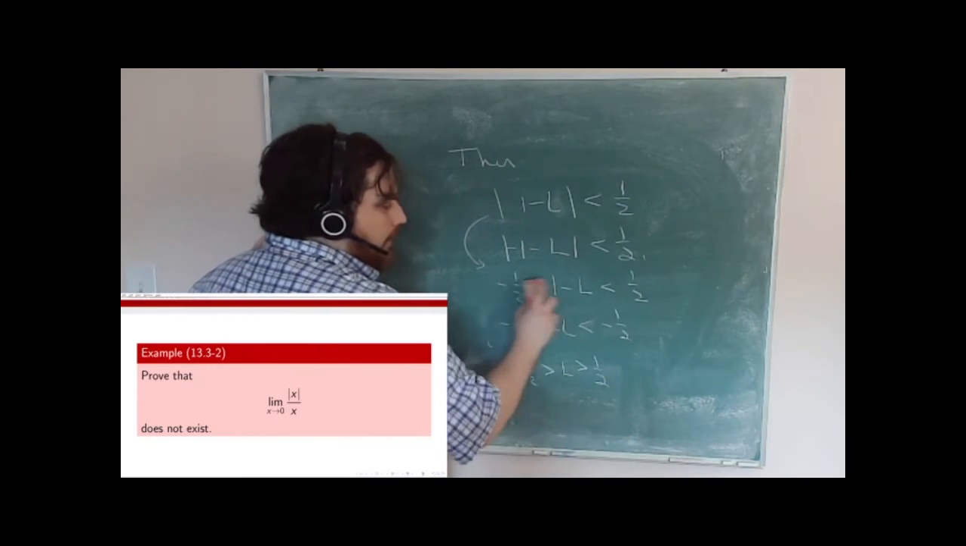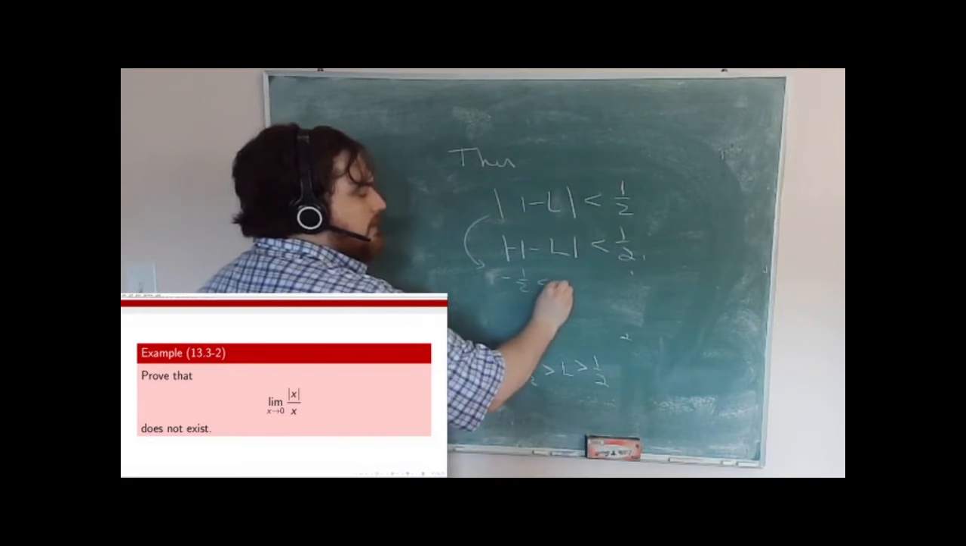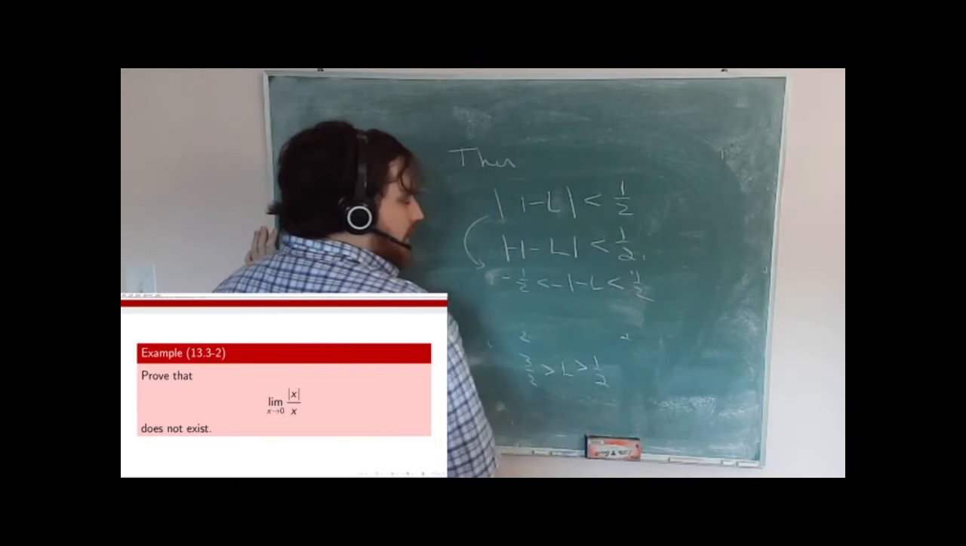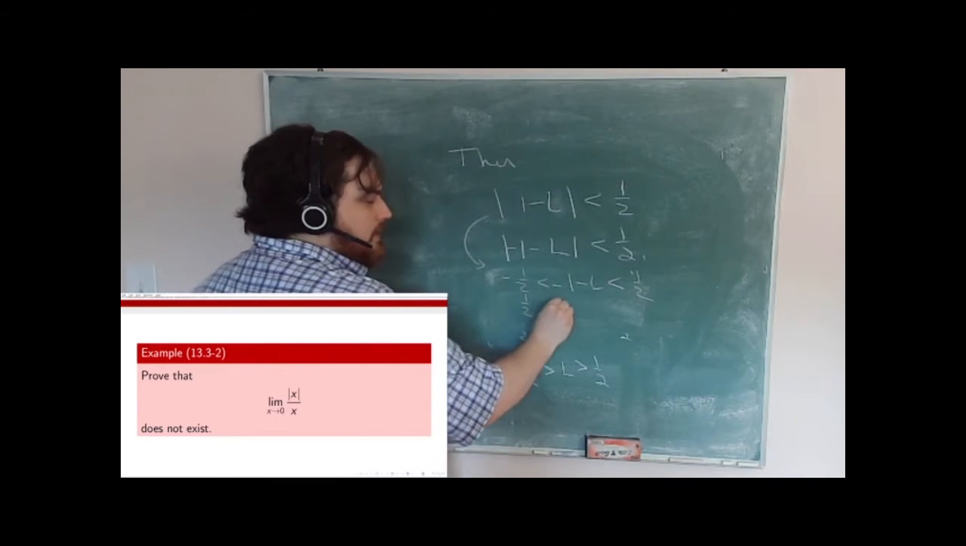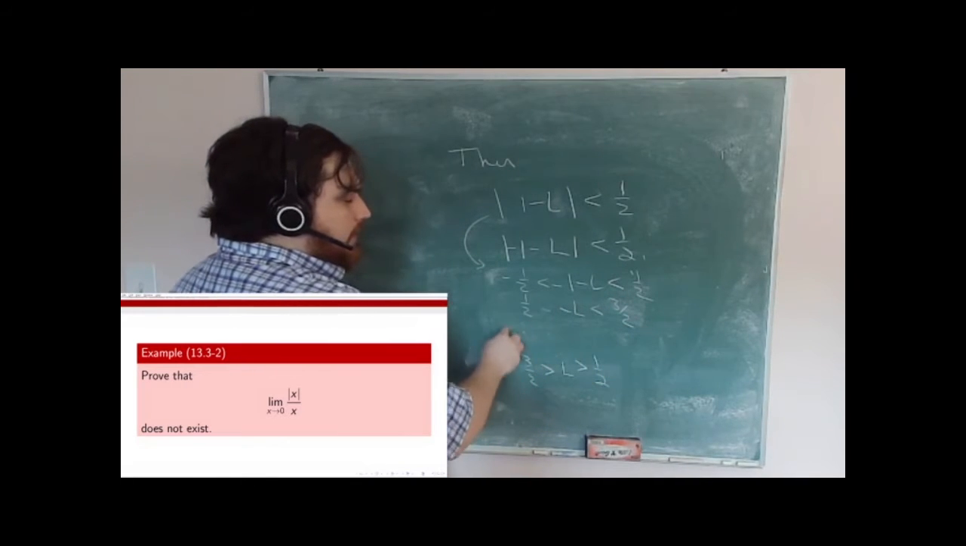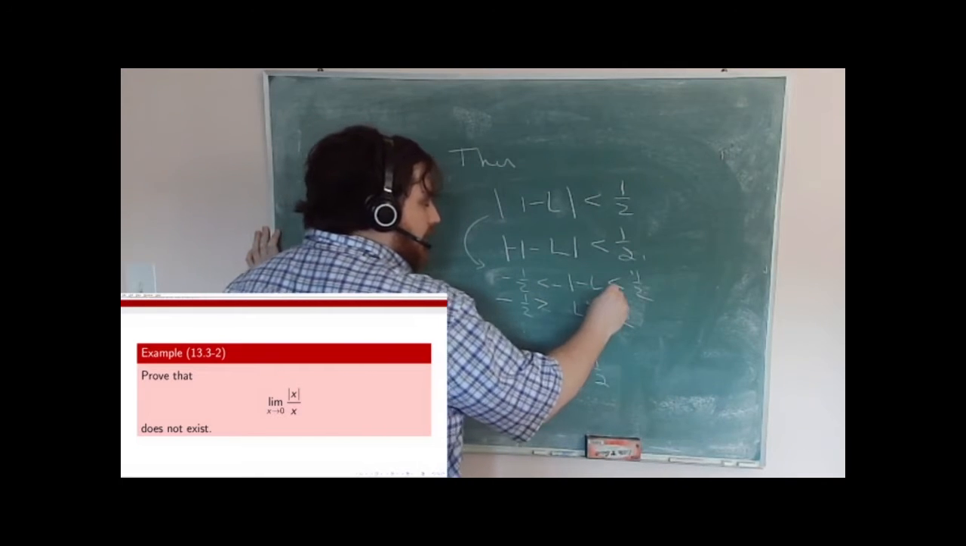On the other hand, I have that negative 1/2 is less than negative 1 minus L is less than 1/2. So if I add 1, I get 1/2 is less than negative L is less than 3/2. And if I multiply by negative 1, I get negative 1/2 is greater than L is greater than negative 3/2.